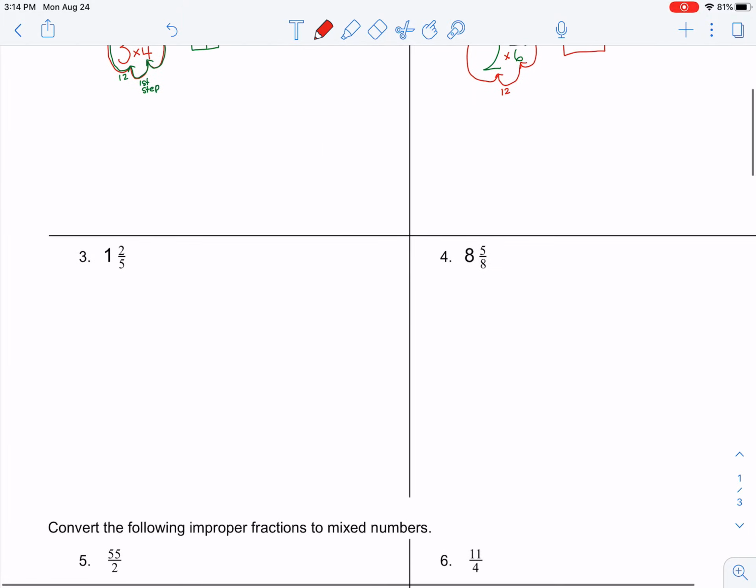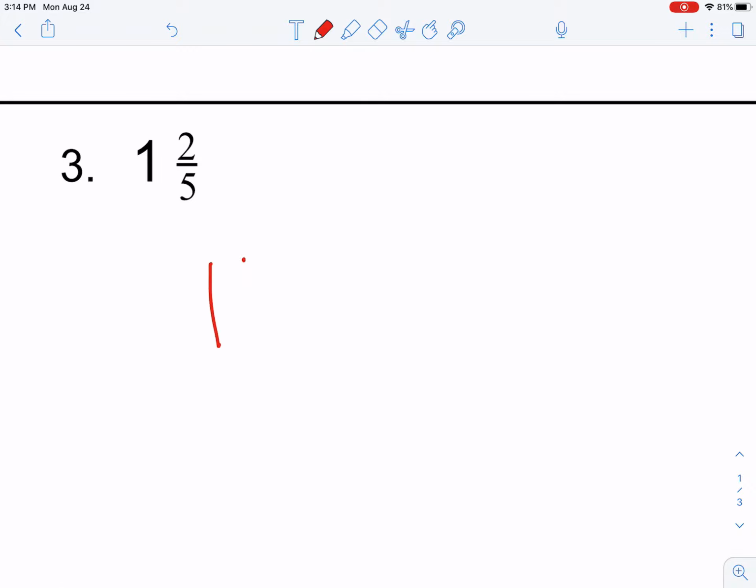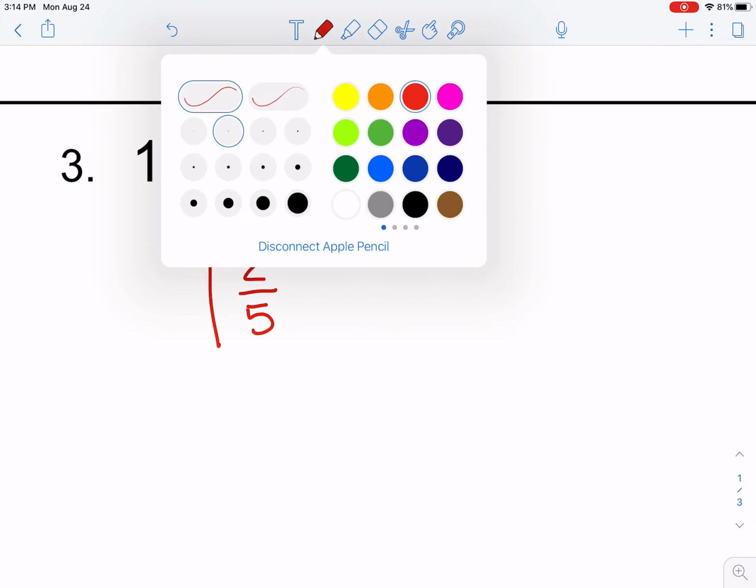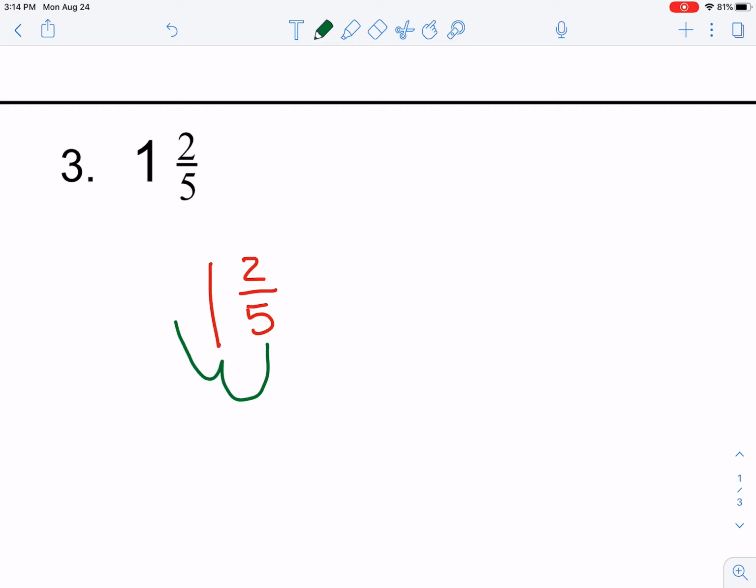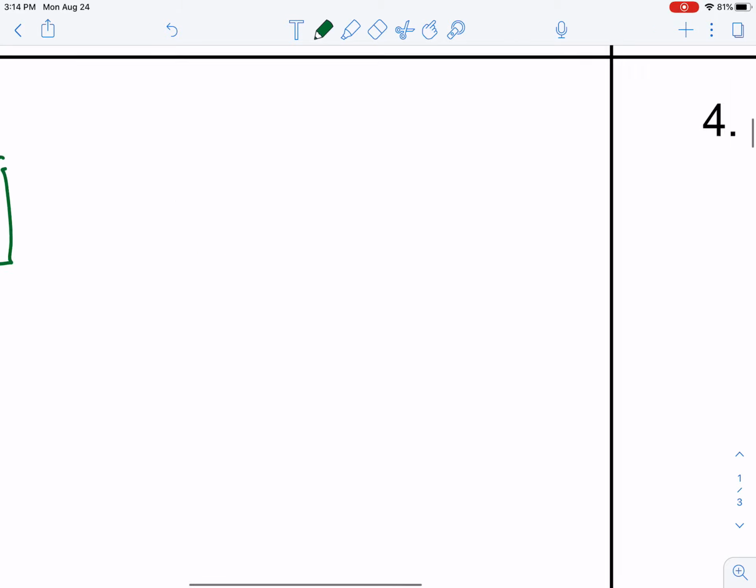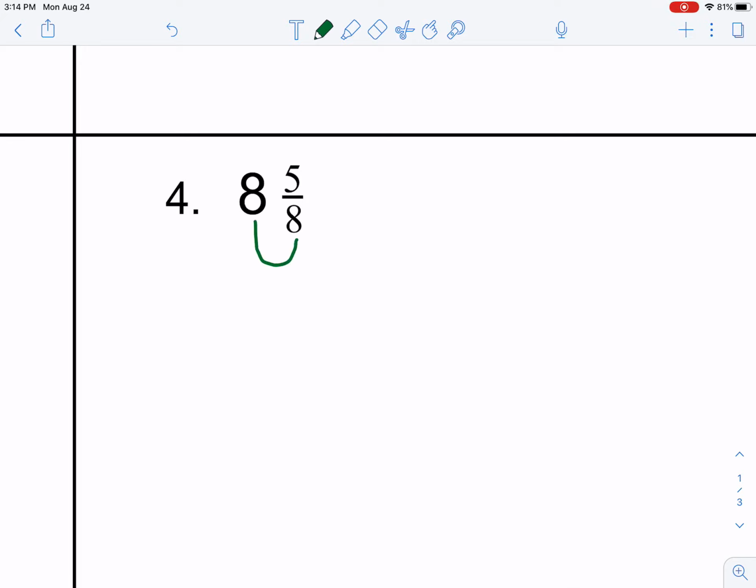Okay, very simple. Again, number 3 is 1 2/5. So you can go ahead and use your popcorn method. TX, 5 times 1 is 5. 5 plus 2 is 7. So it's 7 over 5. Number 4. I'm going to just use a problem this time. And then TX for Texas. 8 times 8 is 64. 64 plus 5 is 69. So it's going to be 69 over 8.